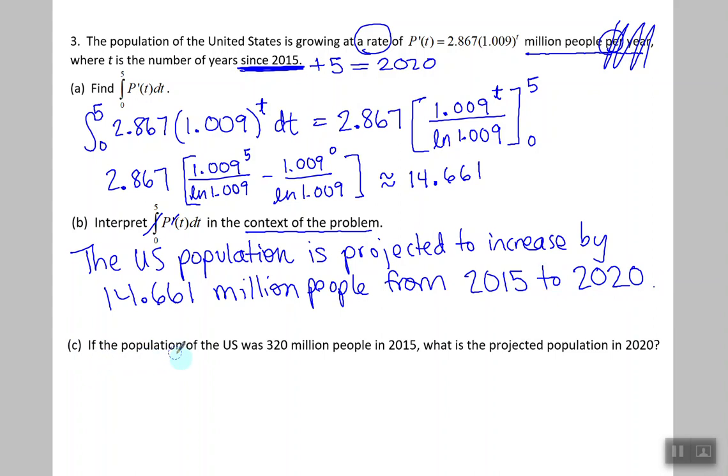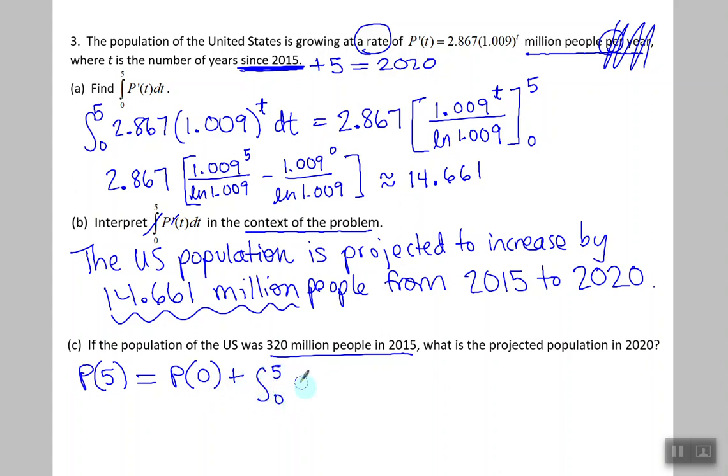Part C. If the population of the US was 320 million people in 2015, what is the projected population in 2020? Well, this is the change in how many people there were from the year 2015. So our P of 5 is P of 0, the population at time 0, plus the amount that it changed over the interval 0 to 5, which is what we calculated, that definite integral of P prime of t dt.